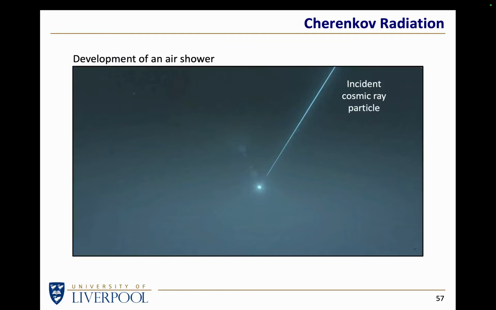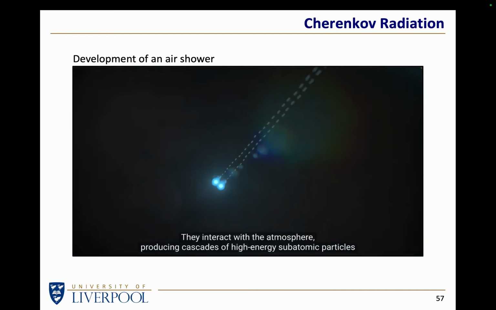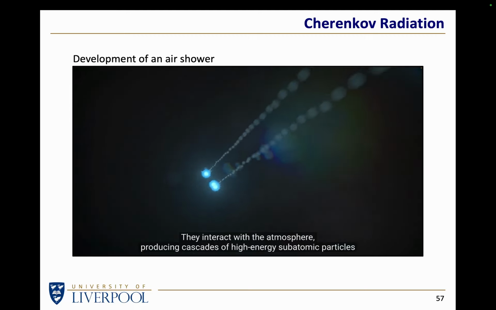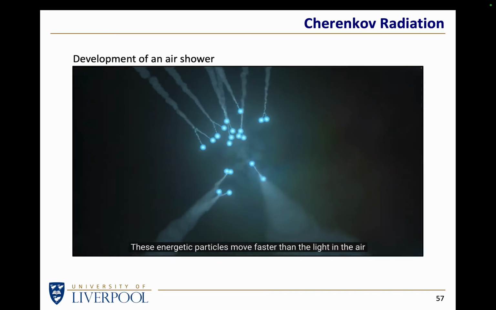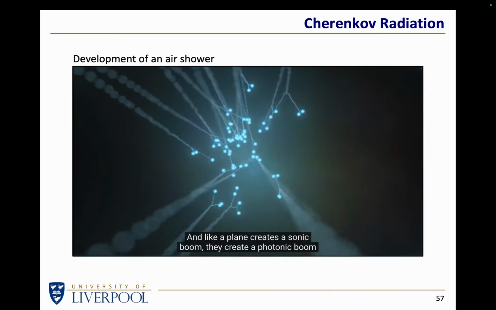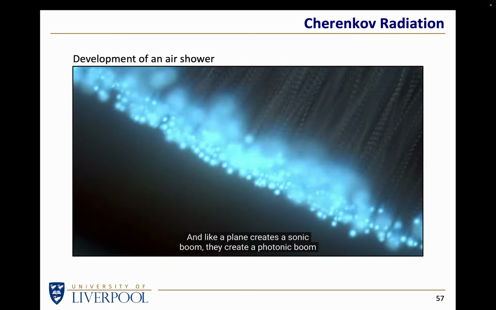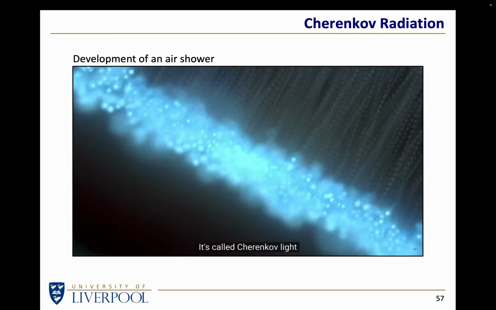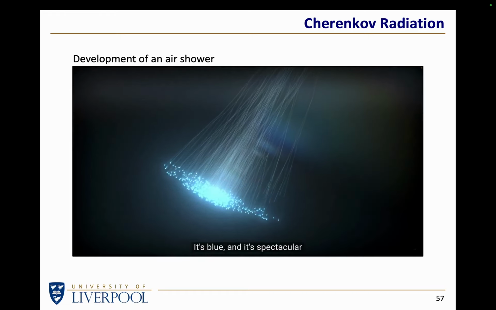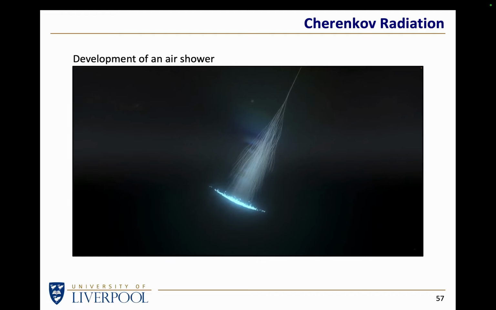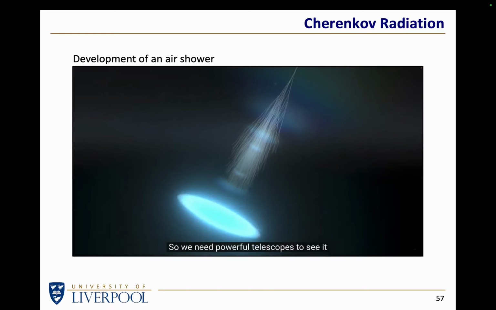If a particle comes in at the top, it produces secondary particles, and the secondary particles produce a cascade of high-energy particles. If they're traveling faster than light can travel through the air, for instance, then we get a photonic boom. We get a flash of blue light. It's called Cherenkov radiation or Cherenkov light. This is very slowed down because this happens in about a billionth of a second. But the cosmic ray shower that's generated produces a blue flash.